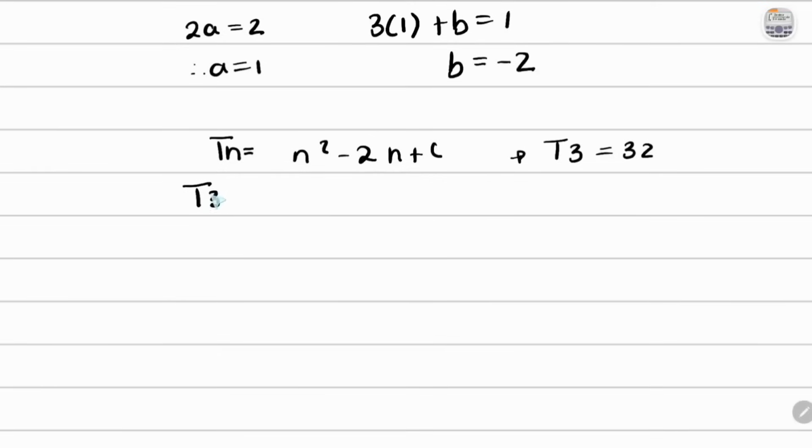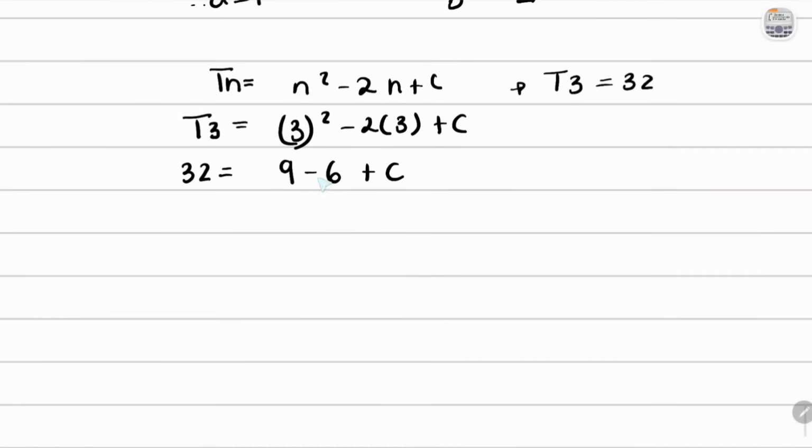So in place of n, we're going to substitute 3. So we're saying 3 all squared minus 2 times 3 plus c. And we're saying specifically it's the third term that is equal to 32. So in place of term 3, we put 32. And so that's going to be 9, minus 6 plus c. You know that 9 minus 6 is 3. And so if you take the positive 3 over, it becomes negative. 32 minus 3 gives you 29. And that is the value of c.